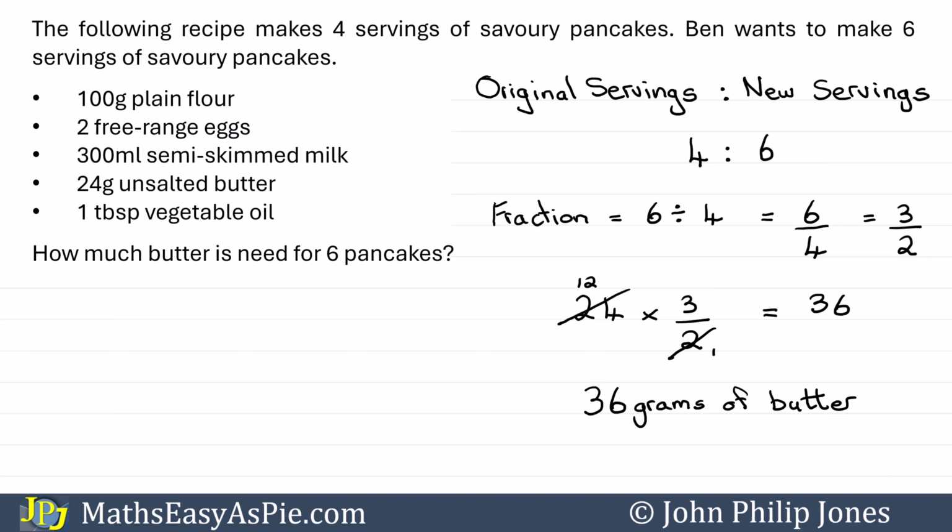Of course, we'd have to consider how we would need to alter the other ingredients of the recipe, but this question has only asked how much butter is needed for 6 pancakes. So that's the solution I have shown in this video.